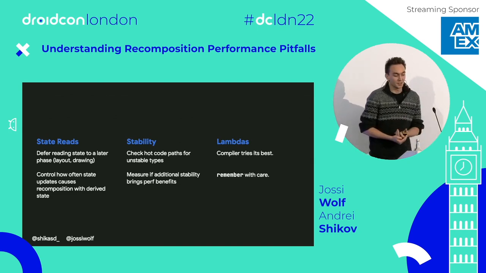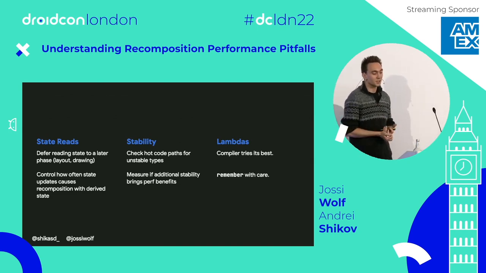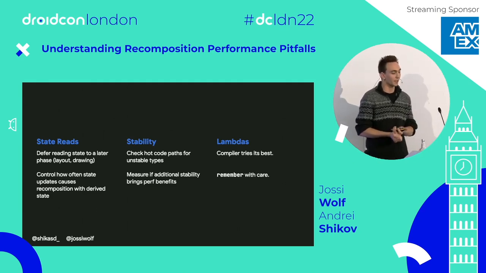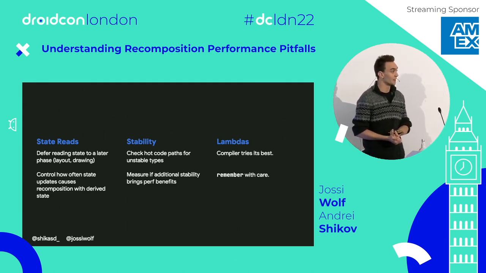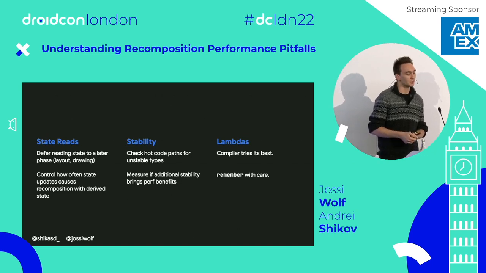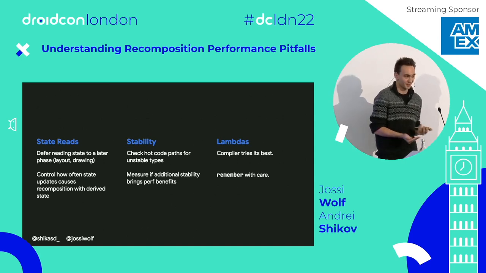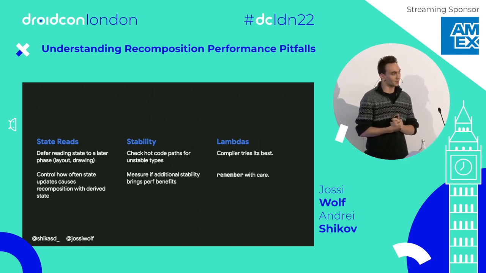Number two, stability. Keep stability in mind. If you are seeing issues, check your hot code paths for unstable types. Use the compose compiler metrics, and actually measure if any additional stability brings you performance benefits, because maybe it won't. Also, the lambda compiler tries its best. Andrei said this, and the compiler is getting better. Remember lambdas with care if you are seeing issues.